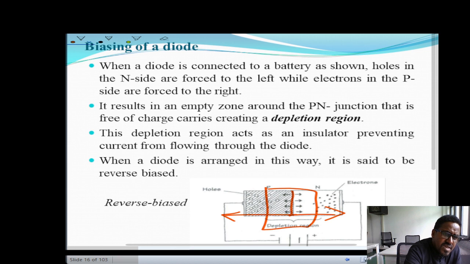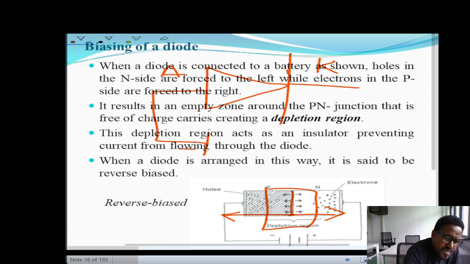When I show you the circuit, the diode has an anode terminal and a cathode terminal. When the anode terminal is connected to the negative terminal of the battery and the cathode terminal of the diode is connected to the positive terminal of the battery.